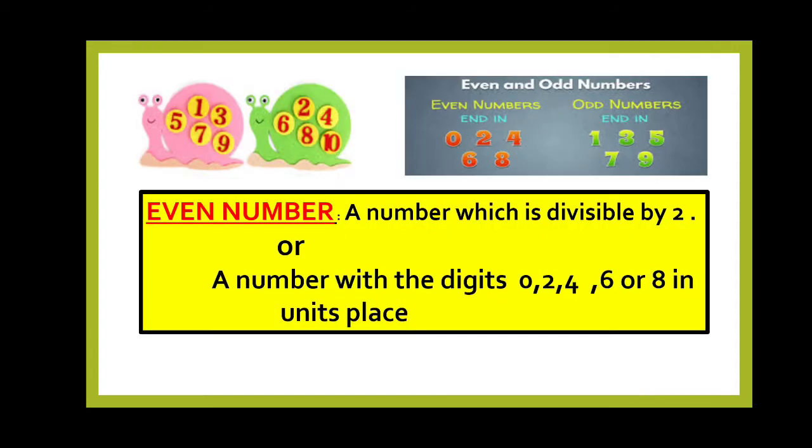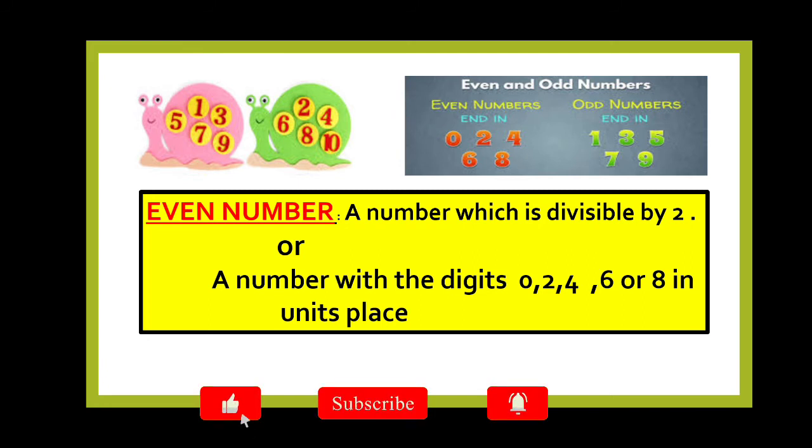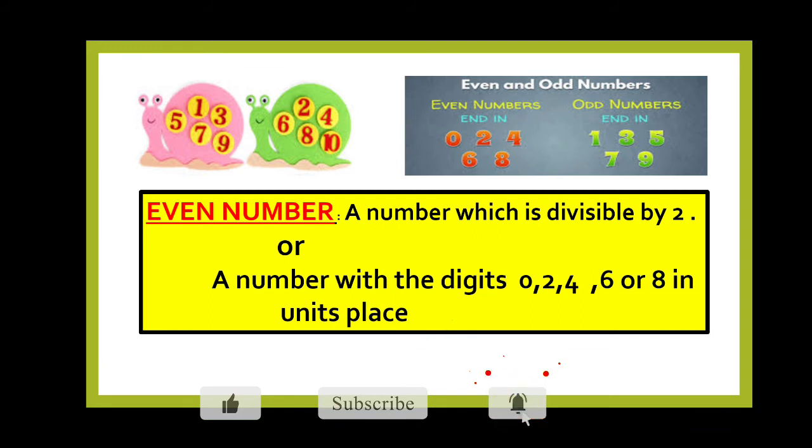Now let us understand it. 1, 3, 5, 7 and 9 are odd numbers. 2, 4, 6, 8 and 0 are even numbers. Even numbers always end with the digits 0, 2, 4, 6 or 8, and the odd numbers always end with the digits 1, 3, 5, 7 and 9.